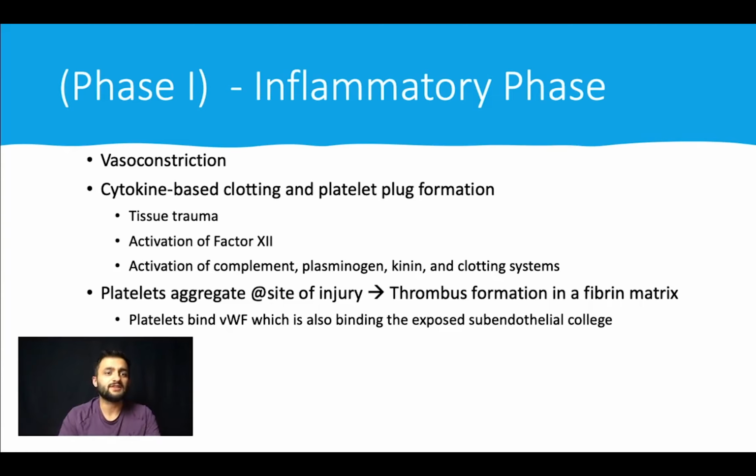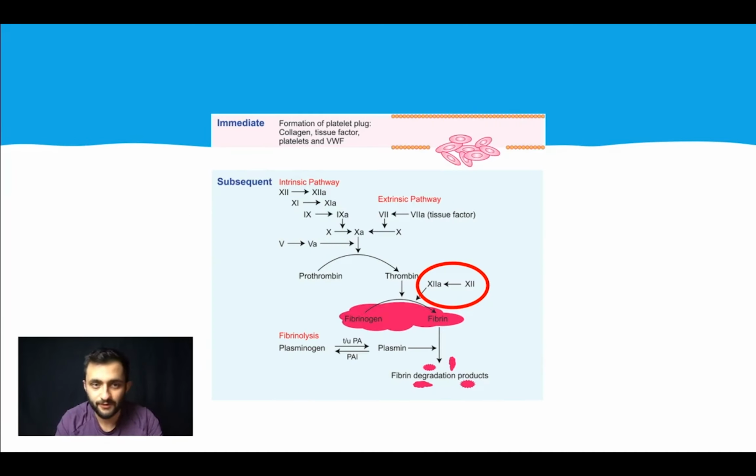So looking at the phase 1 inflammatory phase, okay? It's characterized by vasoconstriction, okay? We have cytokine-based clotting and platelet plug formation. So essentially, what we end up having is we have some tissue trauma, and we end up getting activation of factor 12, okay? And if we go forward, I'm going to move forward just for a second so we can look at factor 12, okay?